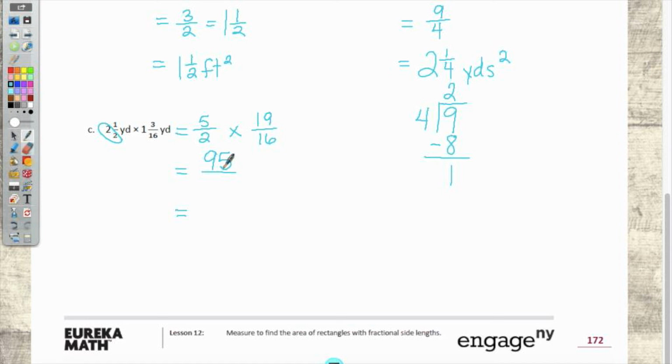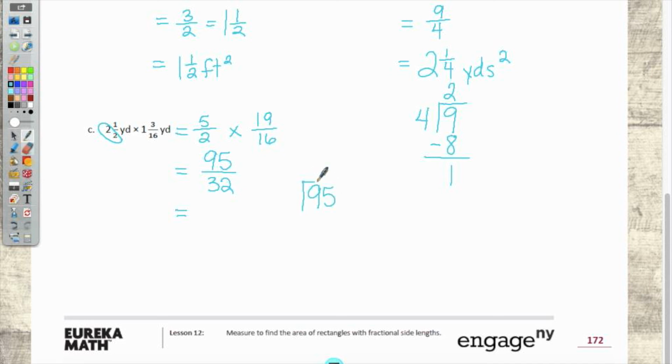Okay, so let me ask you a question. Could I do 5 times something else that would be easier and I could do it in my head? I could just use a what instead of a 19? A 20. I could do 5 times 20 and then subtract 5. Is that 95? Yeah, it is. 2 times 16, class, what is it? 32. Now do your long division.